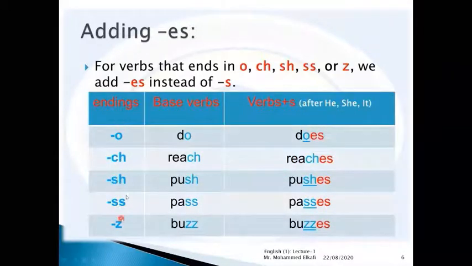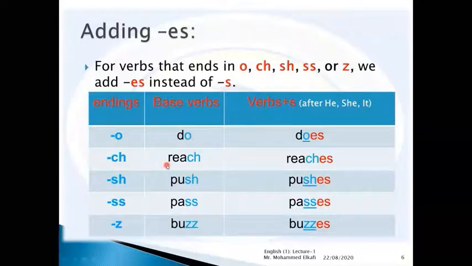So here we have the examples for verbs ending in o, as in do. Here we should not just add s with he, she, or it, but we should say he does, she does, and it does. Okay, even to the similar verbs that end in this letter o.